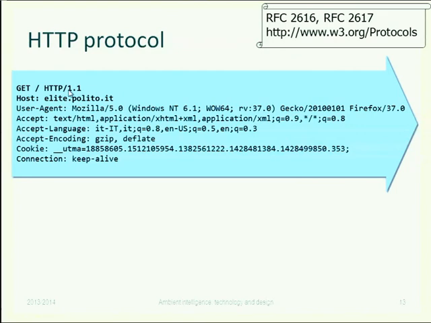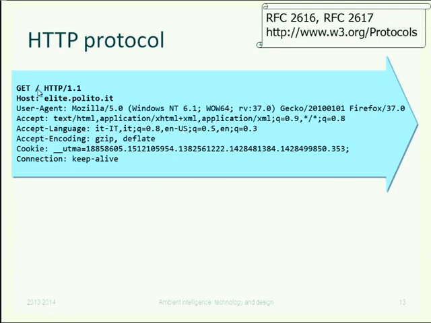The first line is the most important one, GET / HTTP/1.1. The first is the verb, the action, what I'm requesting. Get means I want that file. I want that resource. Get me a copy of that. There are a handful of commands in HTTP. Get, put, post, options, head, and a couple of more. Delete. But 95% of the requests are get, and the remaining 5% are post.